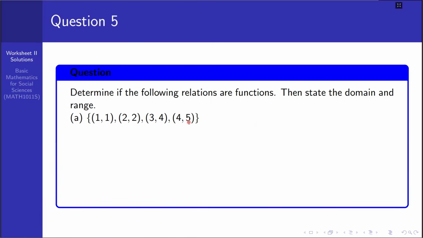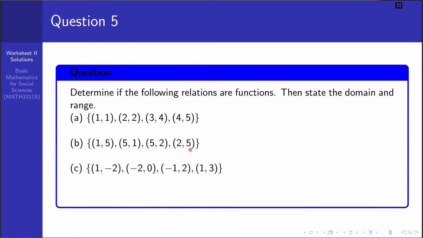could be the elements of this function. The second, B: (1,5), (5,1), (5,2), (2,5). This is not a function because of the existence of these two elements, (5,1) and (5,2), where 1 and 2 are different. Therefore this is not a function, but what will the domain be? 1, 5 and 2 is the domain, and the range is 5, 1, 2, 5, 1, 2.